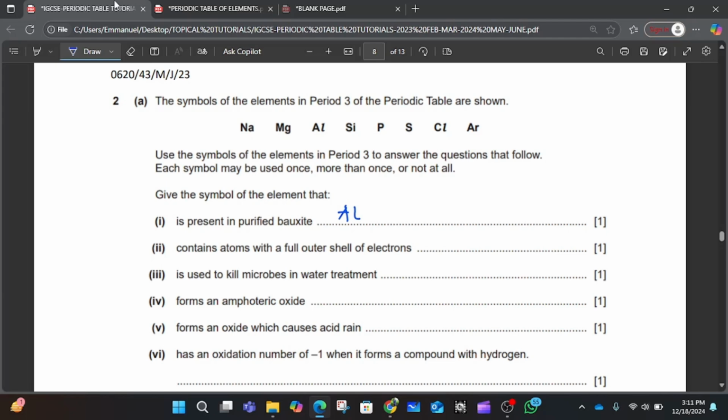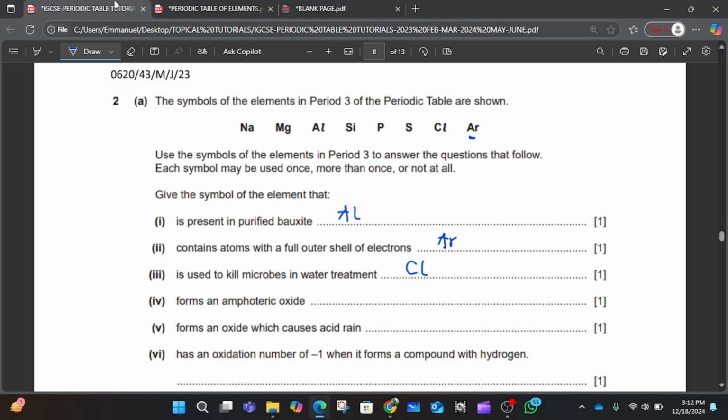II contains atoms with a full outer shell of electrons. All group 8 elements or the noble gases have a full outer shell of electrons. So this has to be argon. III is used to kill microbes in water treatment. It is chlorine that is used to sterilize or kill microbes.